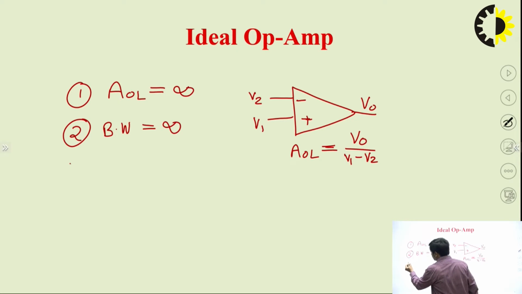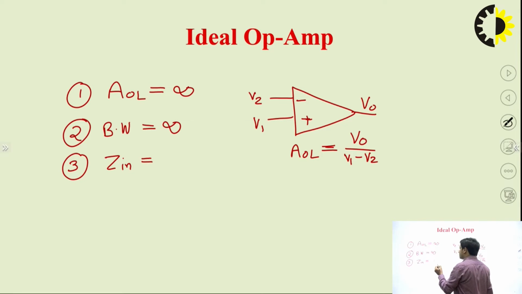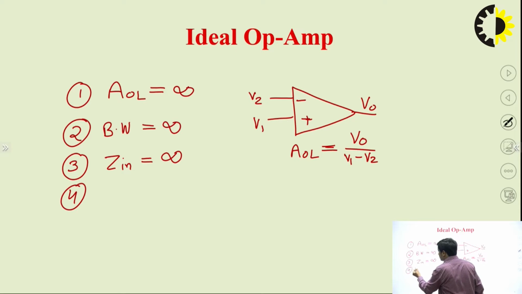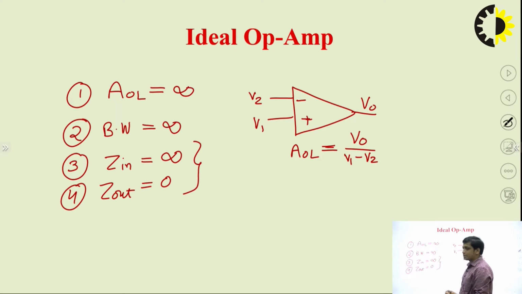Now the third characteristic of the ideal op-amp is the input impedance. Since this operational amplifier is a voltage amplifier, the input impedance should be infinite, and for any voltage amplifier it is desirable that the output impedance should be 0. This is very much desirable for a voltage amplifier. The input impedance should be high and the output impedance should be 0 in order to avoid signal loss.